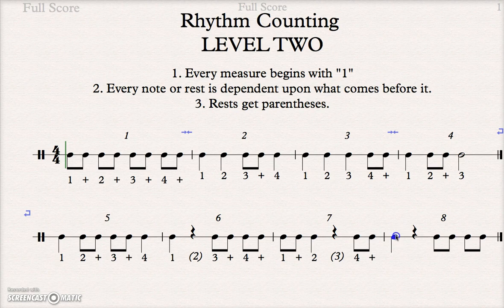Doing great. Almost done. Rule number 1, begin every measure with 1. This is a quarter note, so whatever comes next is going to be 2. We call this parentheses 2 because it's a rest. That is a quarter rest, so that finishes off beat 2, and we get to go on to beat 3. I think most of you by now can figure out that this is going to be 3 and 4 and. There you have it, level 2 rhythm counting.